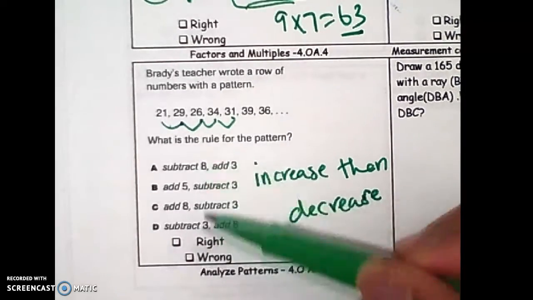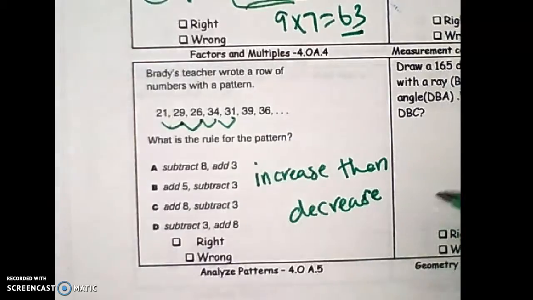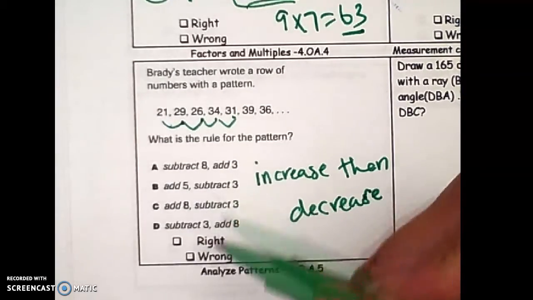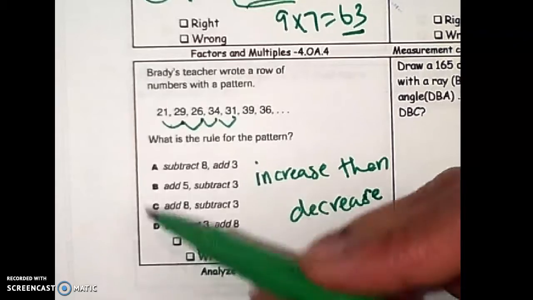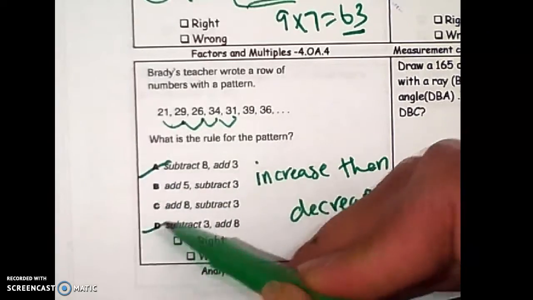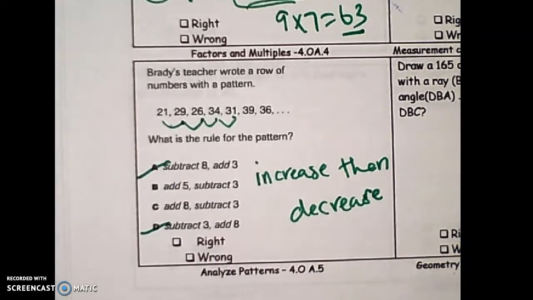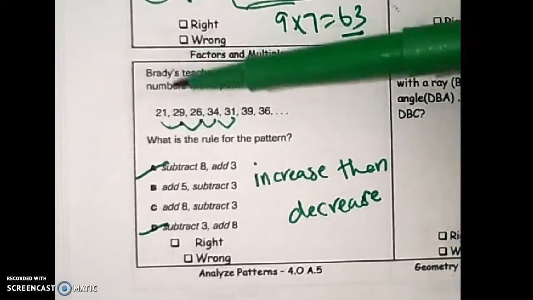So I'm going to look at the choices I have here and I'm going to eliminate the ones that don't match this. So increase, I see that as A and C, but I see the opposite in A and D. So I'm going to eliminate A and D. So now I'm going to try these out. Add by 5, subtract by 3.